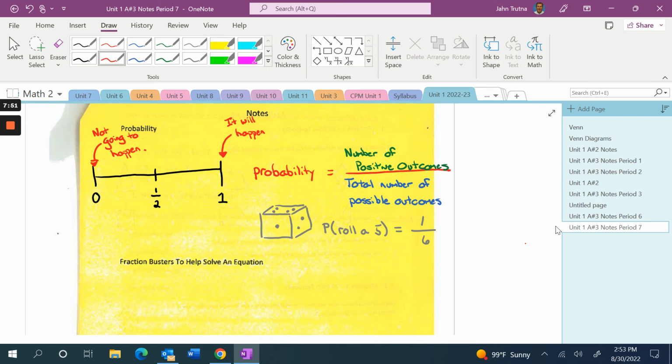You guys are awesome. What's the smallest probability could ever be? 0. What's the biggest probability could ever be? 1. You guys are amazing.